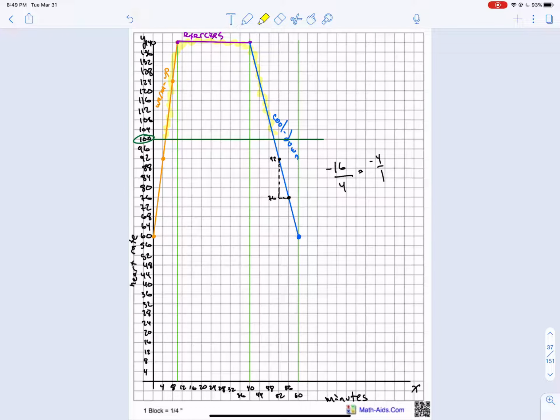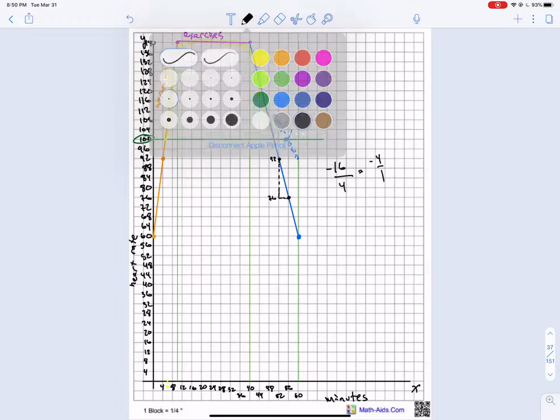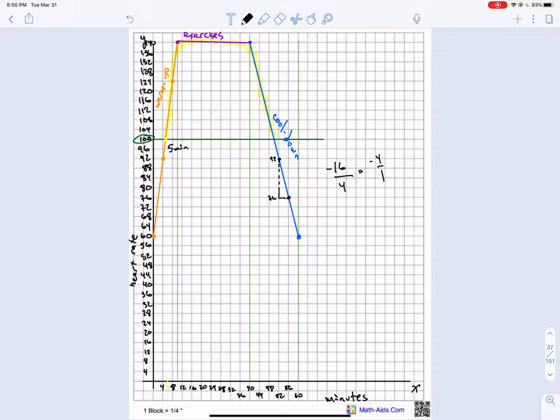So let's take a look at these endpoints here. So here's the first point where it goes over 100. So let's come down. So it's 5, let's see, 4, here's 6, so it's about 5 minutes. So at about 5 minutes, to the point over here where it goes below 100. Okay, we come down, that's halfway between these two, so that would be 50 minutes.